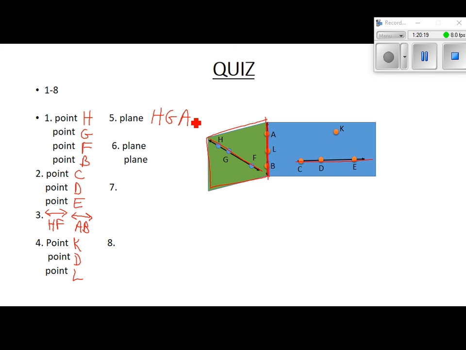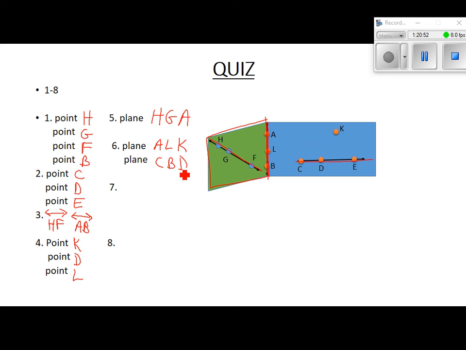Number 6, give 2 names for the plane that is shaded blue. So we want 2 names for this plane over here. Again, 3 letters, plane. We don't want them to be collinear letters though. So I'm going to do plane A, L, and K. And then we could pick plane C, B, and D, as long as they're non-collinear points.